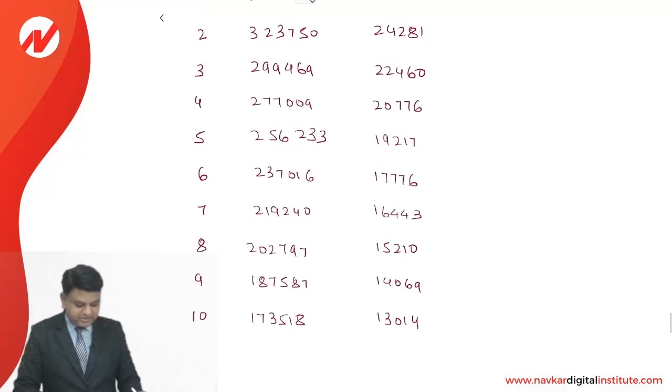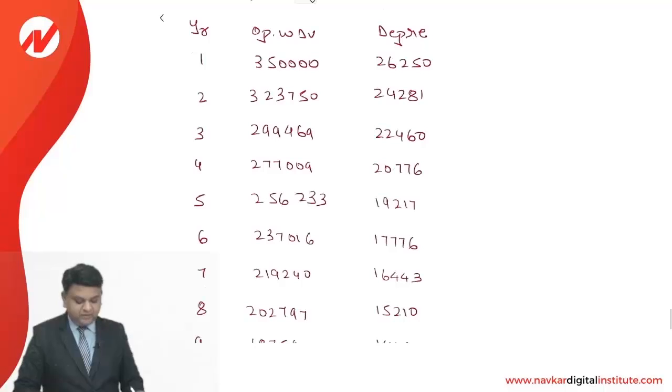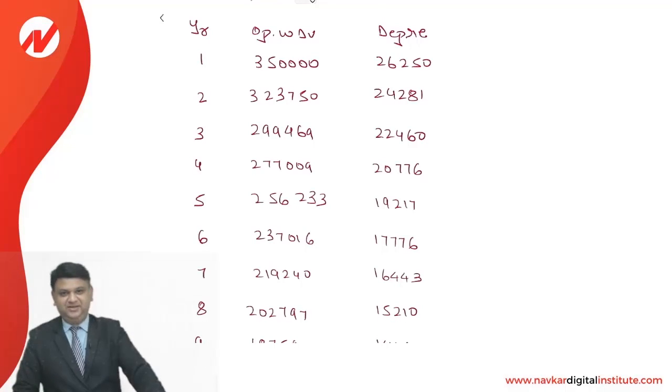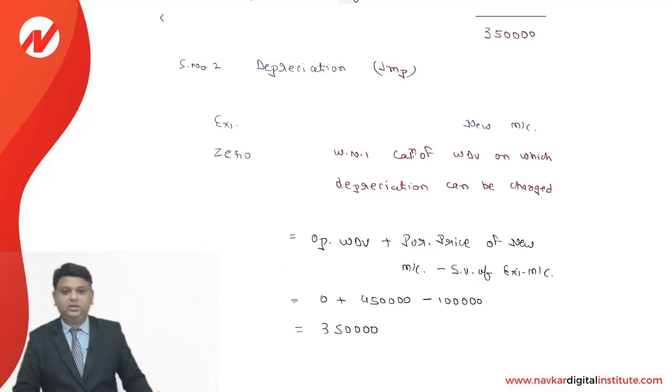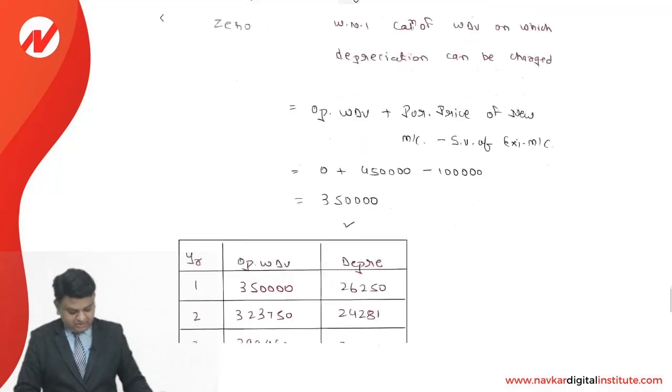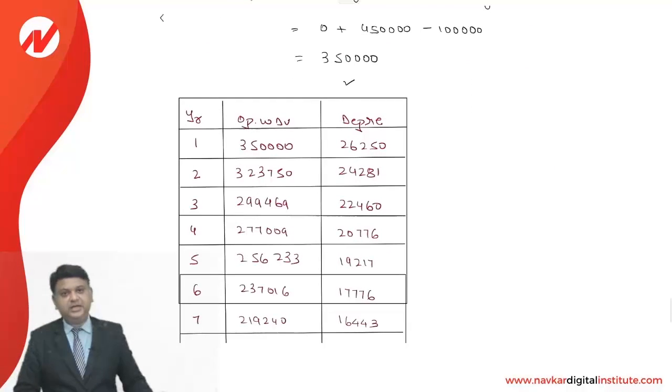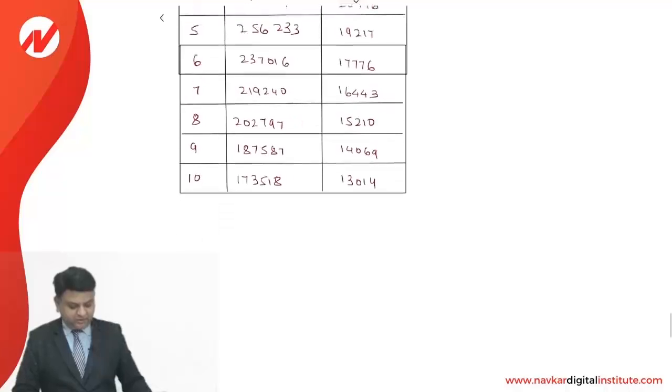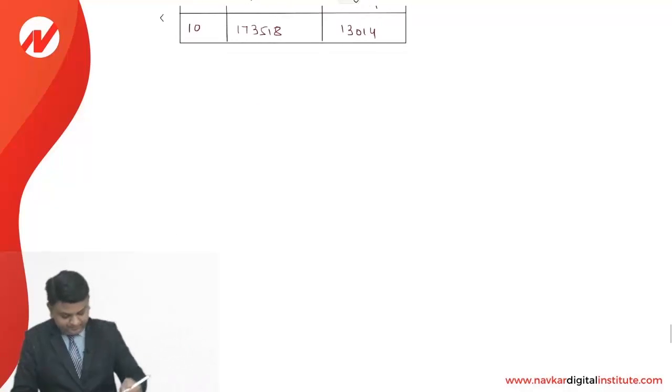This is the way the depreciation can be claimed from end of year 1 to end of year 10. So we have calculated first of all the incremental WDV on which you can claim depreciation, and we have found the incremental depreciation from end of year 1 to end of year 10.